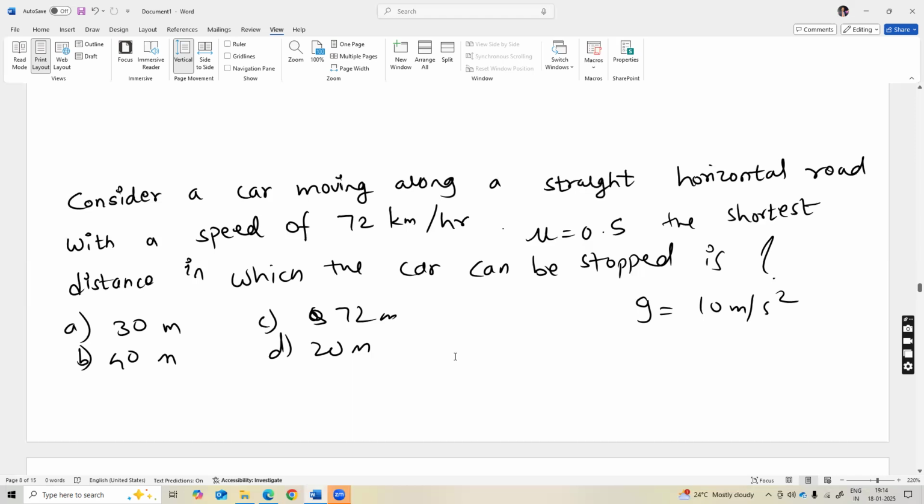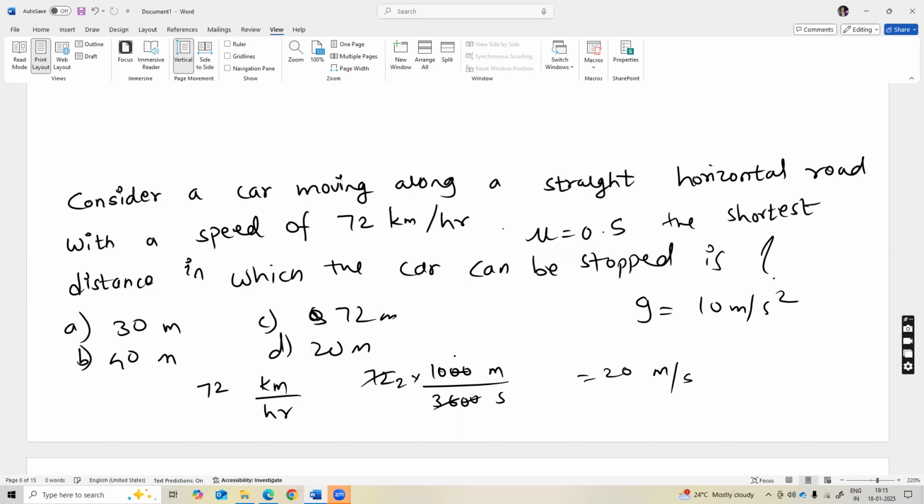So the car is moving with 72 kilometer per hour. 1 kilometer is 1000 meters, divided by 1 hour, which is 3600 seconds. So these two zeros will cancel with these two zeros. 72 by 36 is 2, so it is basically 20 meter per second.